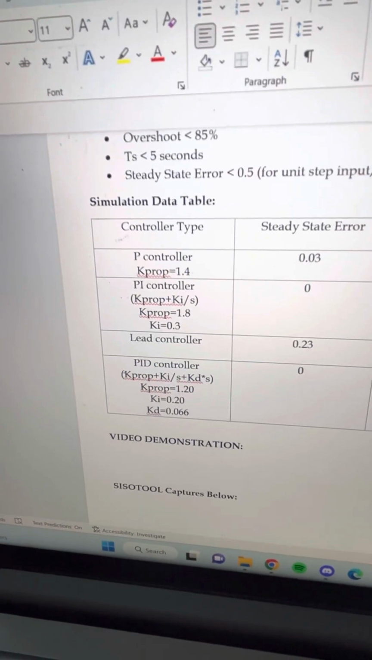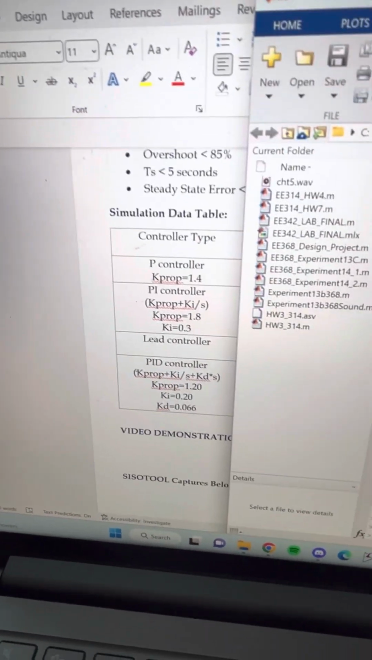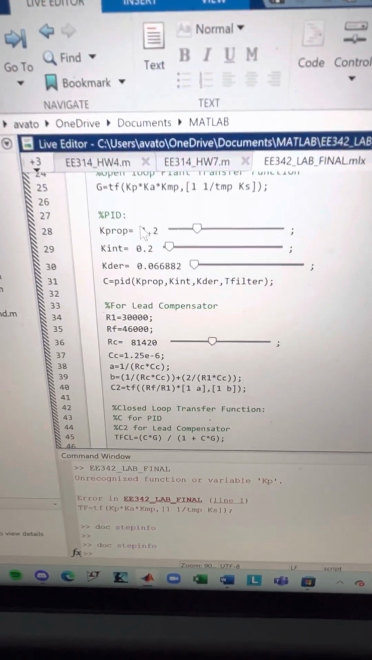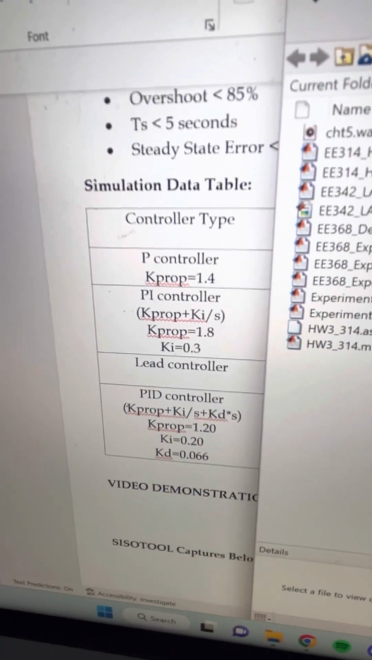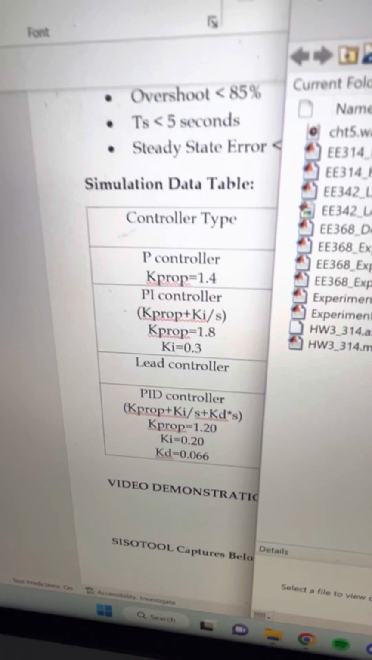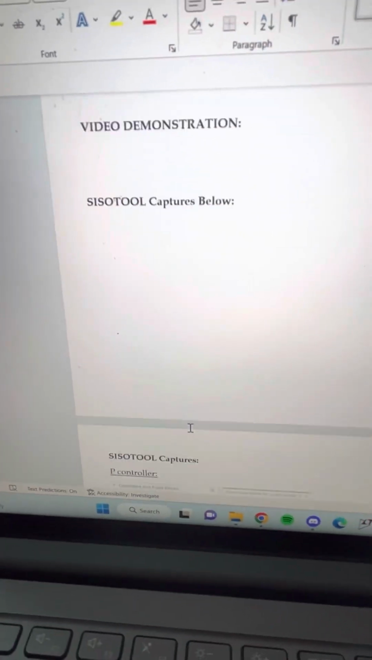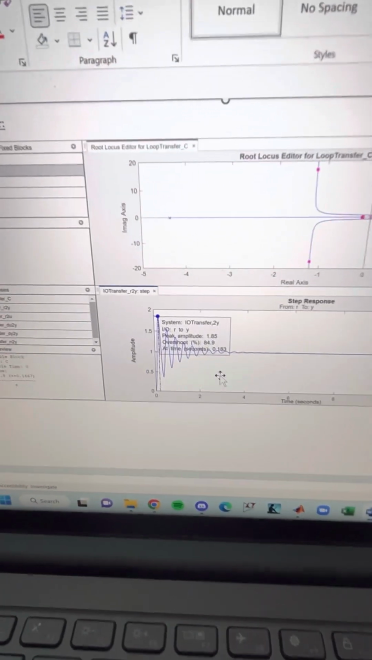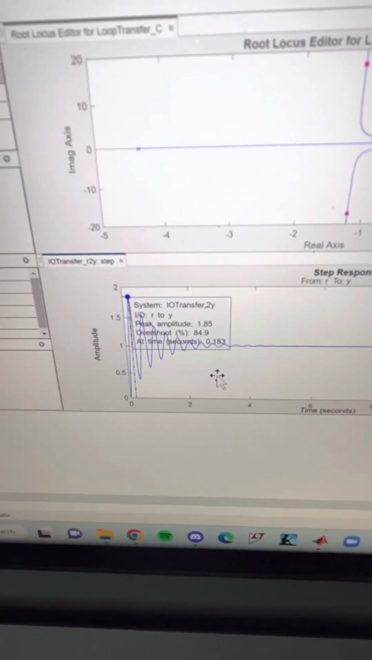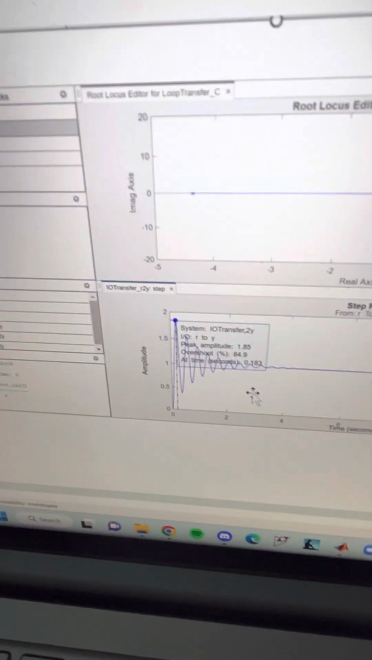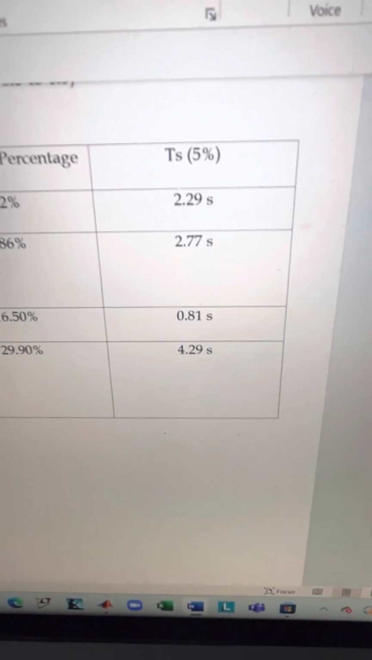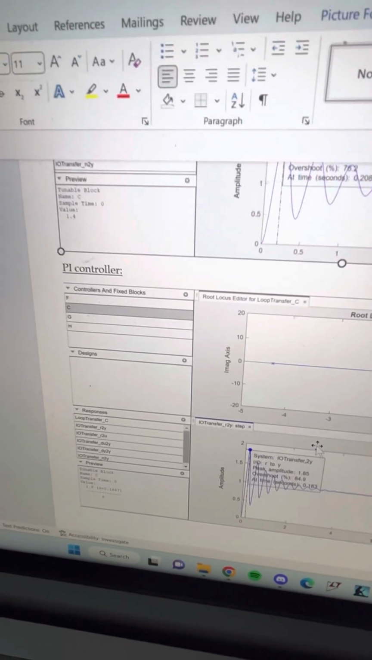For the PI controller, I designed this again by using my PID sliders. I set the derivative control to 0, and I found that when I set the proportional control to 1.8 and the integration control to 0.3, I got a response curve like this, which met the requirements. It got a 84.9% overshoot, which was just under the requirement of 85%. And I got a settling time of 2.77 seconds. And this is my transfer function for the PI controller.